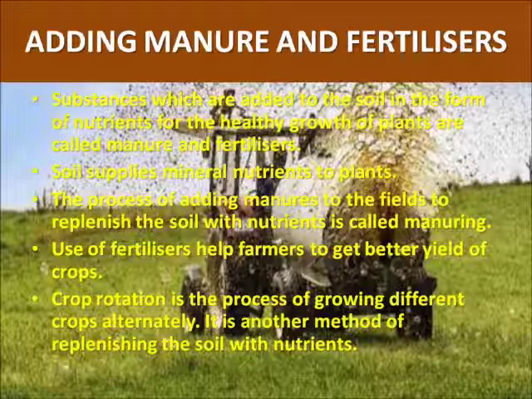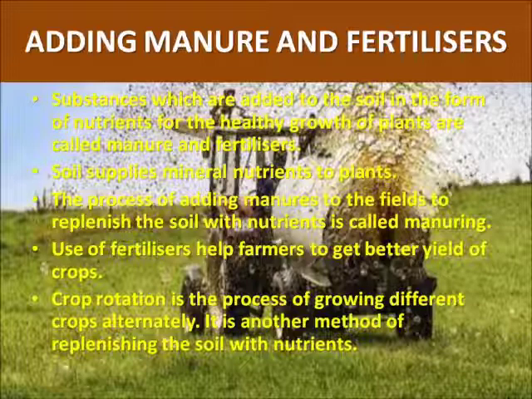Manure is an organic substance obtained from the decomposition of plant or animal wastes. Farmers dump plant and animal waste in pits at open places and allow it to decompose. The decomposition is caused by some microorganisms. The decomposed matter is used as organic manure.